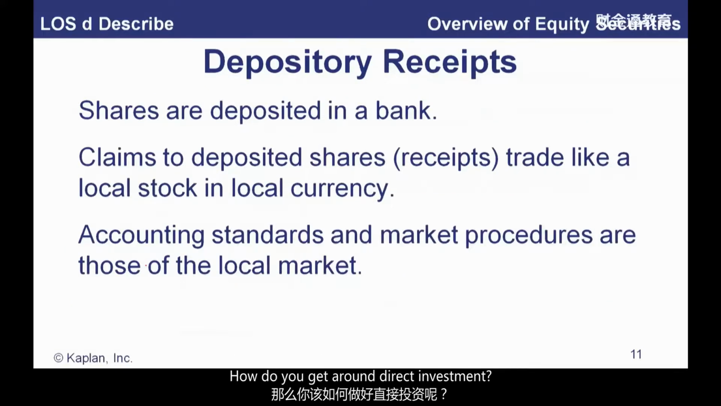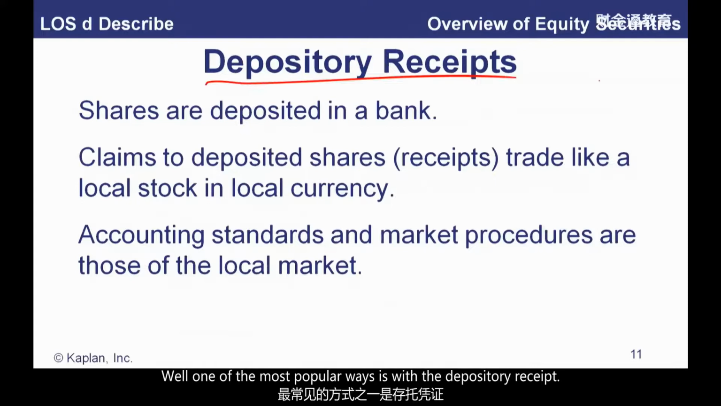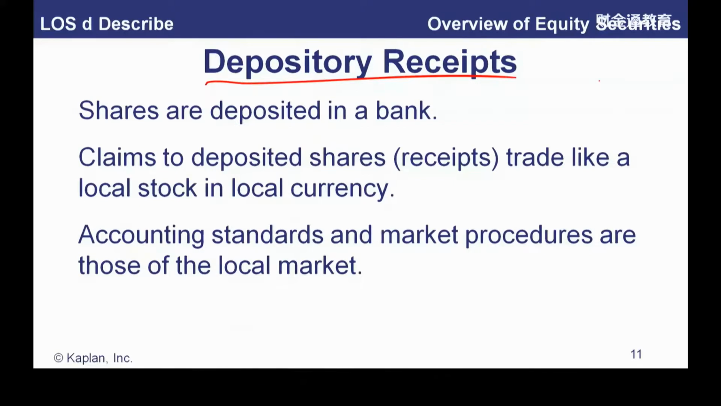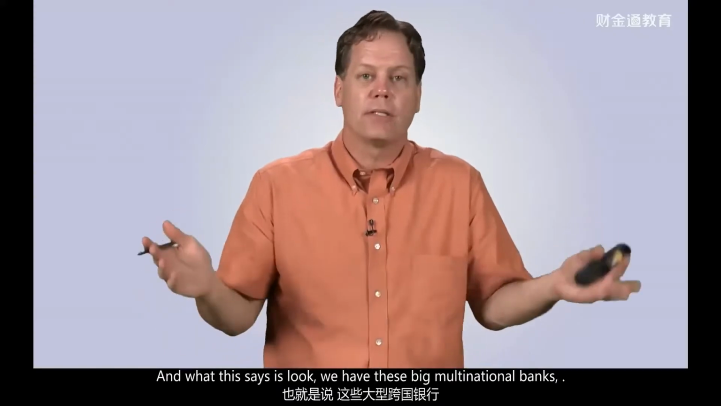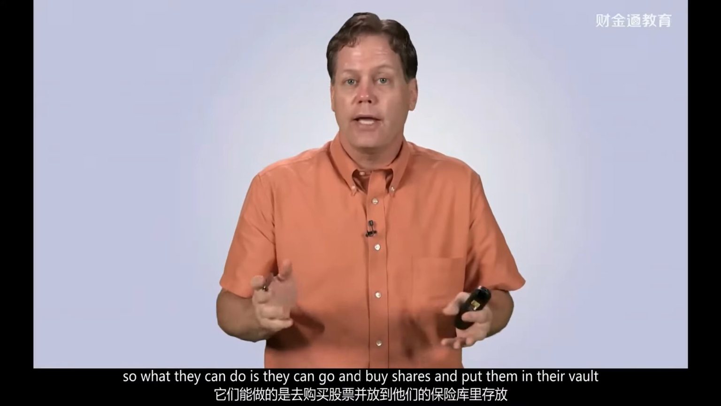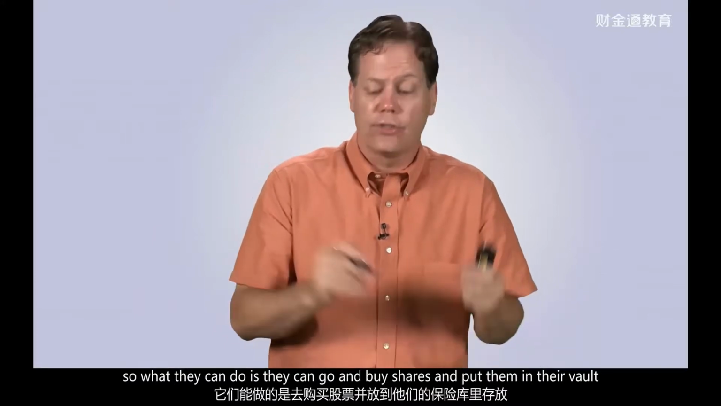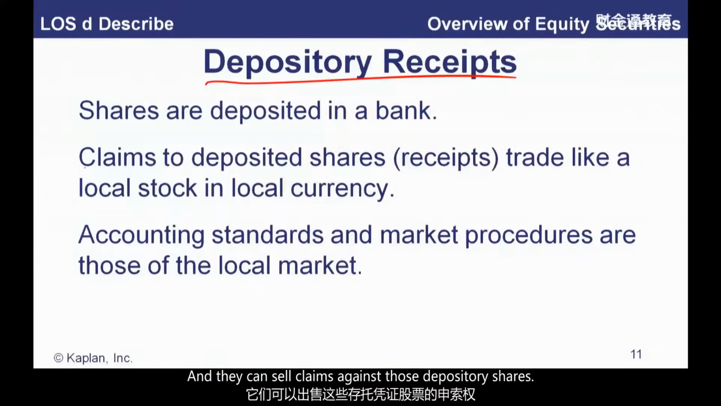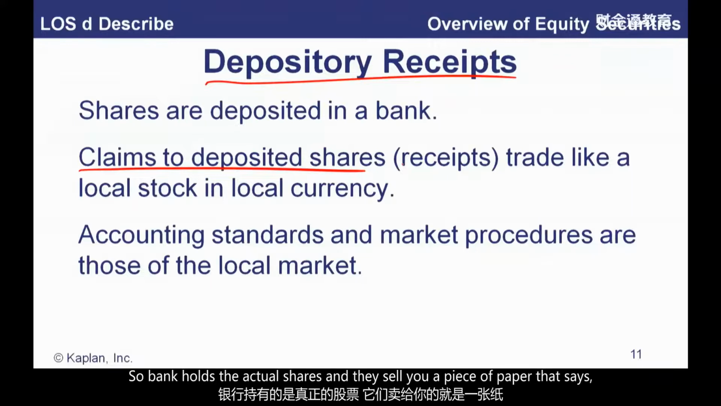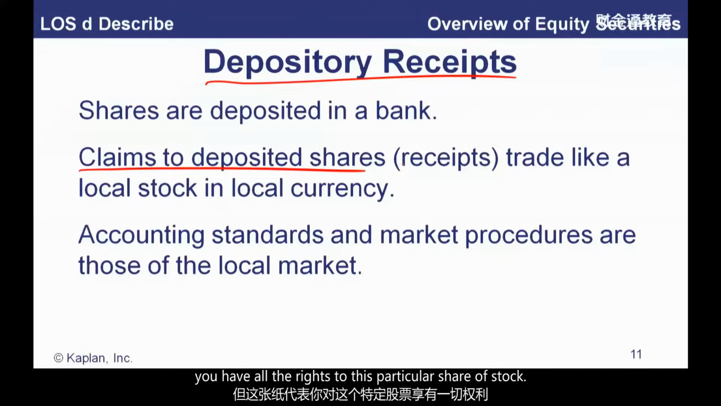So how do you get around direct investment? Well, one of the most popular ways is with a depository receipt. And what this says is, look, we have these big multinational banks. So what they can do is go and buy shares and put them in their vault, and then they can sell claims against those deposited shares. So the bank holds the actual shares, and they sell you a piece of paper that says you have all the rights to this particular share of stock.